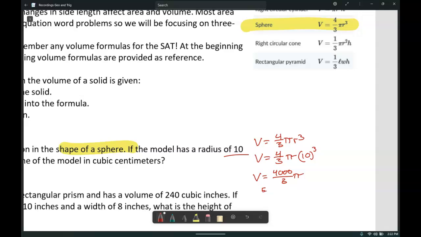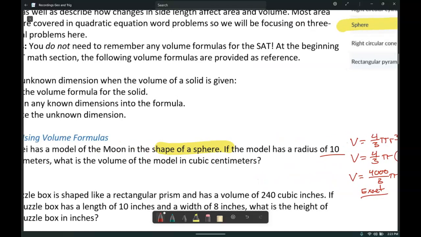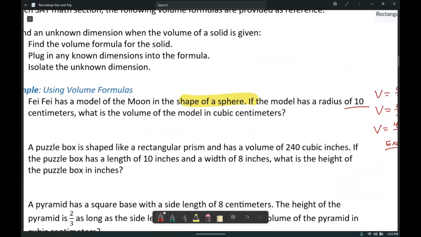This is an exact answer. And if we wanted to estimate it, then we could go ahead and in our calculator take 4,000 thirds times pi, and we would get, based on however many digits they want us to round to, something along the lines of 4188.79. And so we would just round appropriately based on the directions for the question. Now the next one will be a little less straightforward.